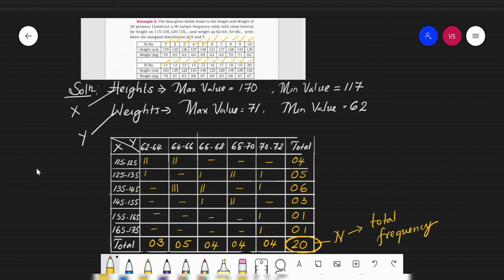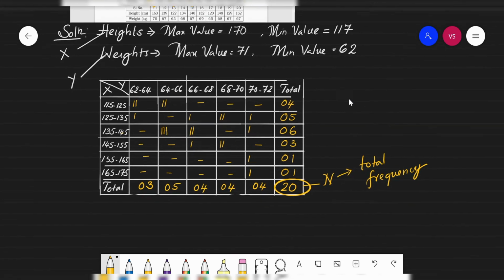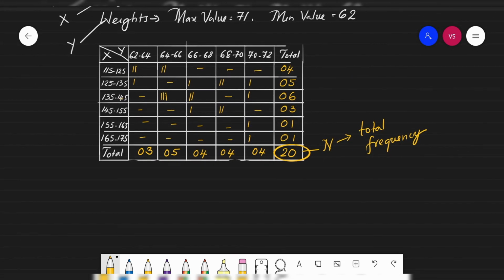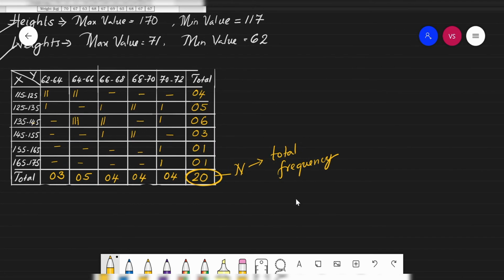Okay. So now, students, they have asked us to find out the marginal also. So when they said marginal frequency distributions of each variable, for example, they asked marginal frequency distribution of heights.